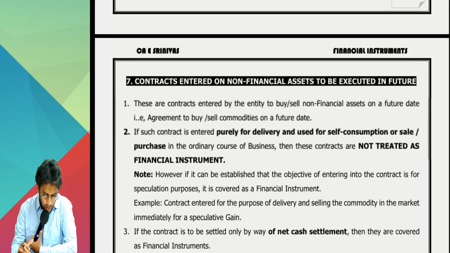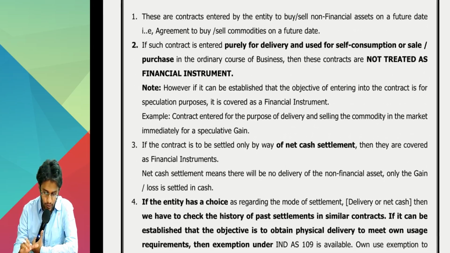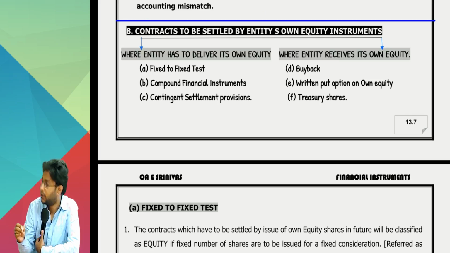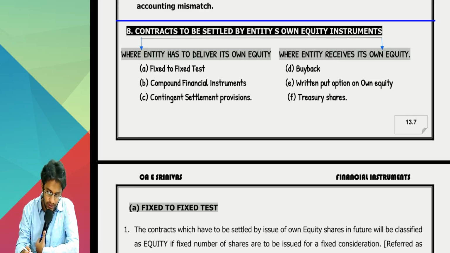Okay guys, this concept is over, non-financial assets contract. The next concept is almost the entire Ind AS 32 standard. It's a big concept, but with this one heading itself, almost Ind AS 32 gets over.